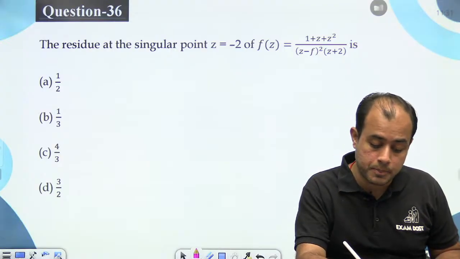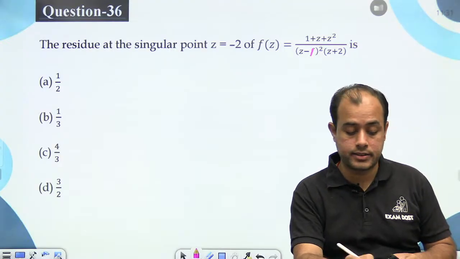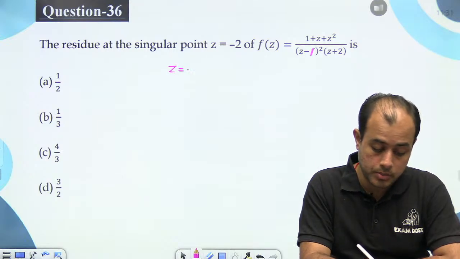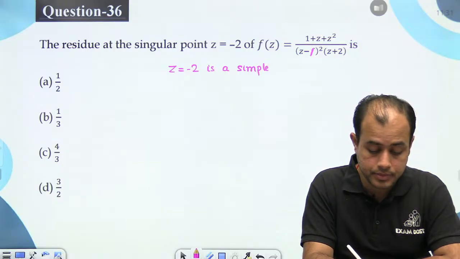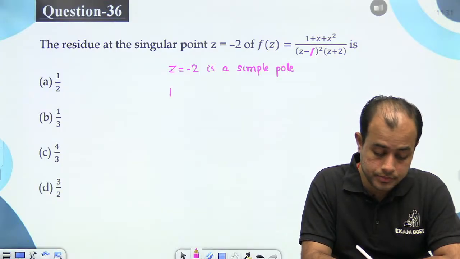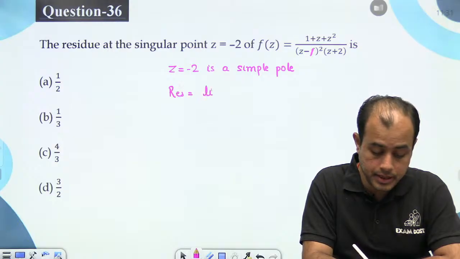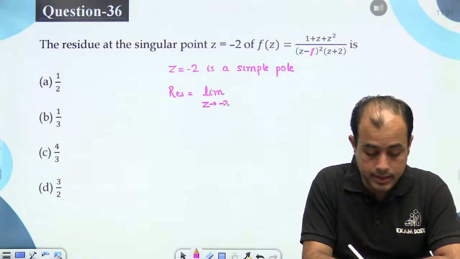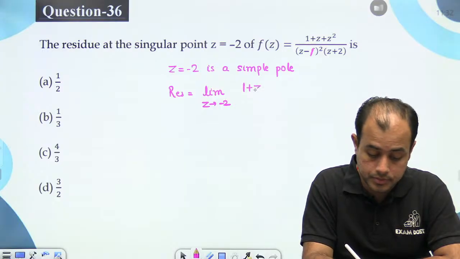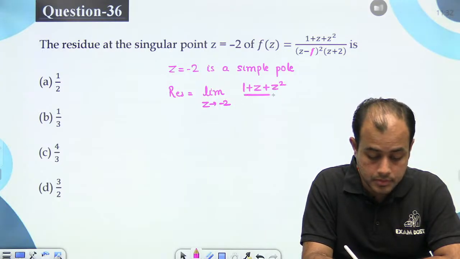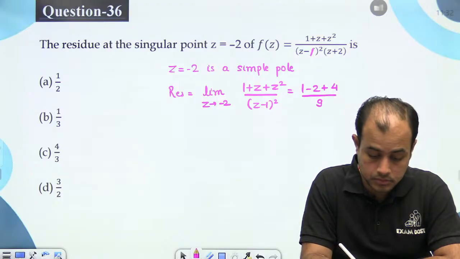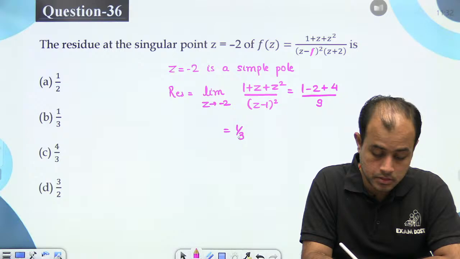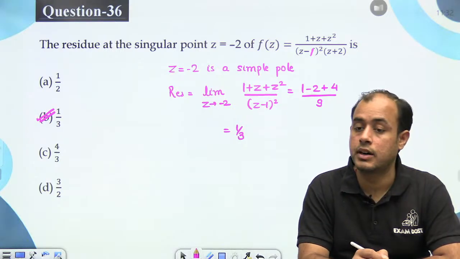रेसिड्यू एट अ सिंगुलर पॉइंट ऑफ z equal to -2. Now z equal to -2 is a simple pole, correct? So what is the residue? Limit z tending to -2. 1/3. Simple. 1/3.